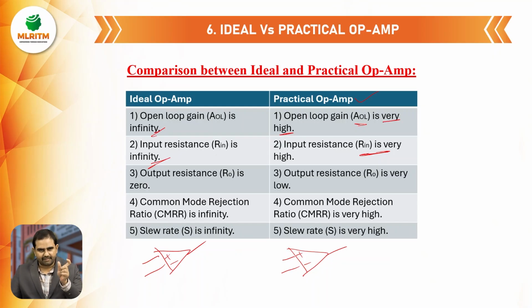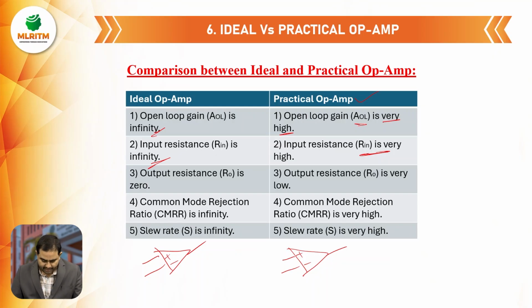Try to remember these ideal op amp parameter values. In the same way, practically, if infinite is there, we can write very high. If 0 is there on the ideal side, on the practical side we have to write very low. Like that we have to write.